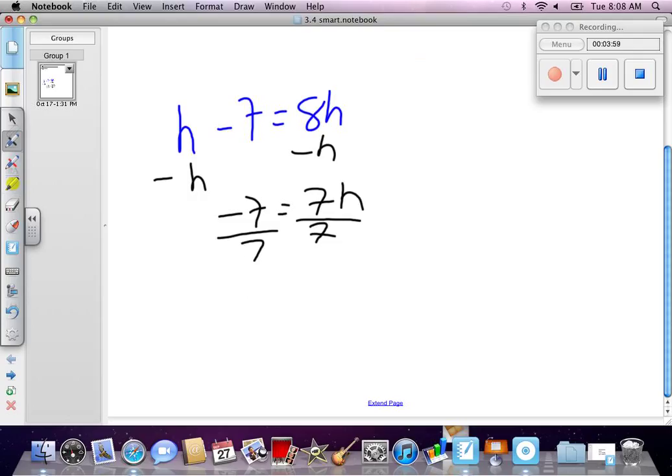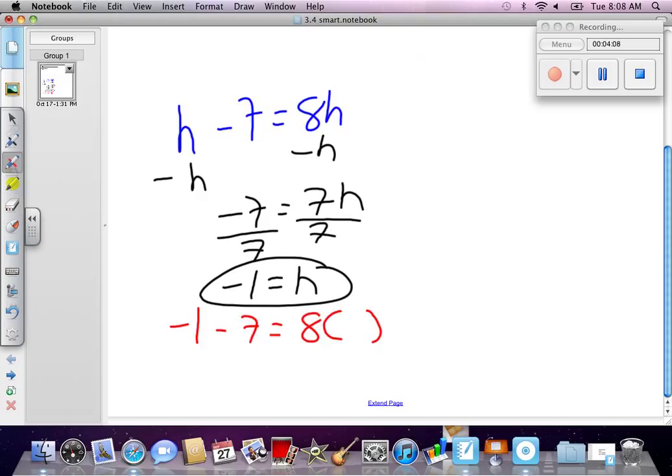You feeling pretty comfortable with this? No? Okay, we're going to plug it back in. Negative 1 minus 7 equals 8 times negative 1. Negative 8 equals negative 8. Check. Do we want to try D then? No? We want to skip down? Sure. Why don't we try D on our own? Everybody try D on their own, and I'm going to come check.